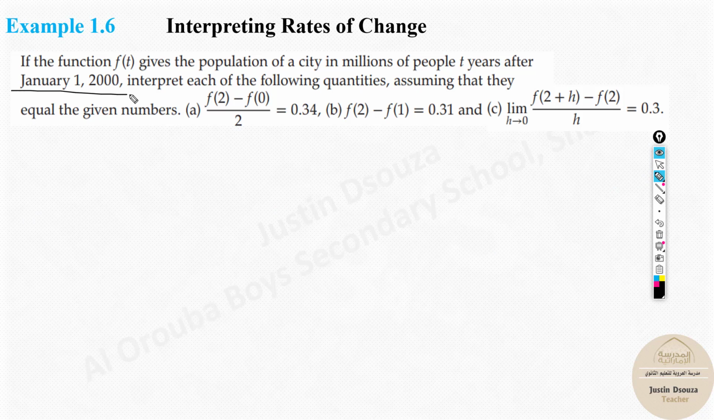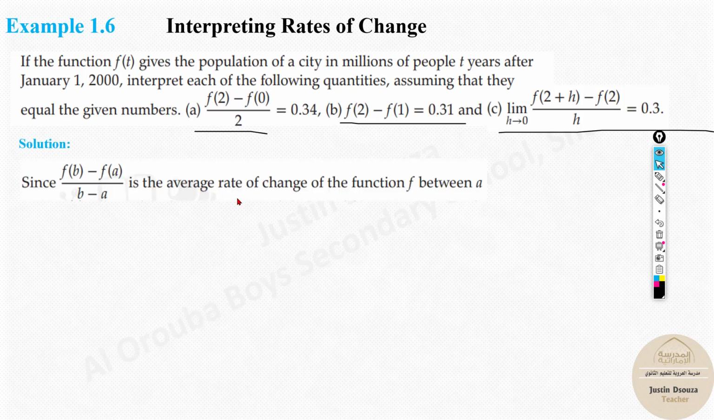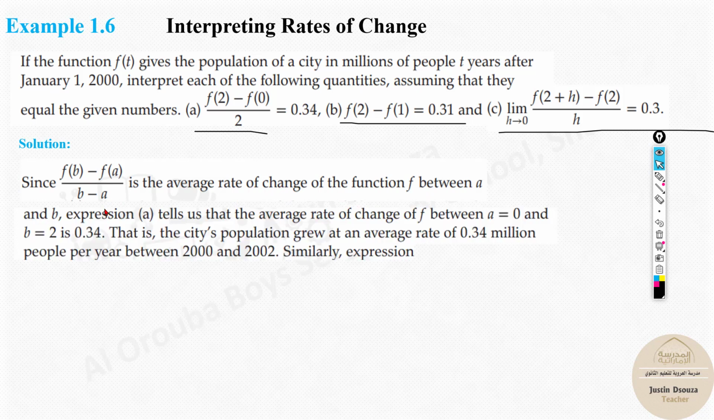Now here they're talking about population. Okay, the population of a city in millions. This function f of t gives you the population in millions. So what does each of these equations say? By looking at this, I can tell this is slope, this is slope, this is instantaneous. So let's see now, f of b minus f of a divided by b minus a is the average rate of change of the function, right? So here the first one, it's average rate of change.